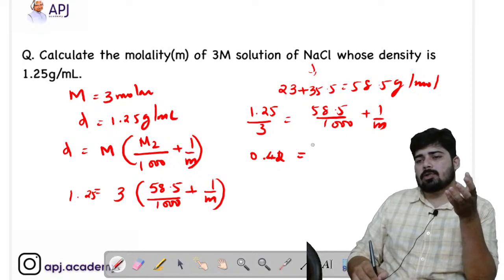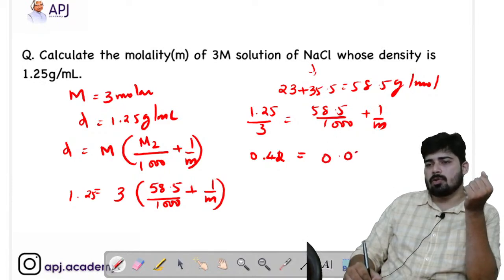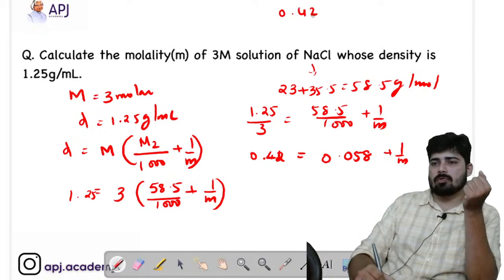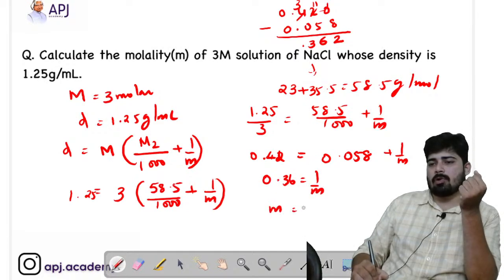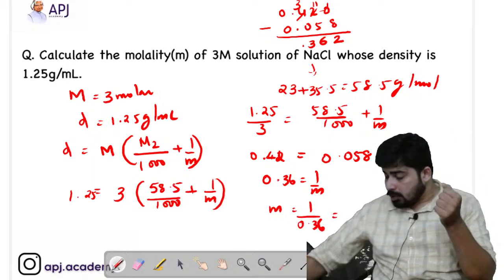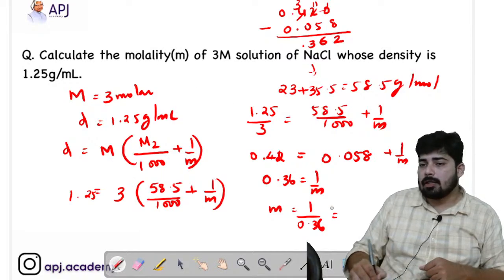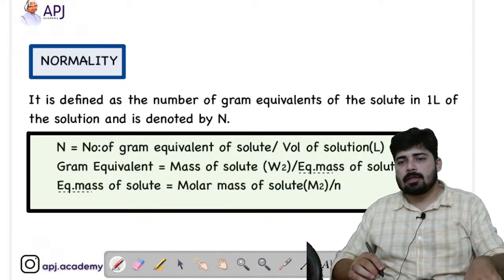You only need to take the closest value, no need of an accurate value in chemistry calculations, right? So here you will be getting 0.058 plus 1 by m. Here we can subtract: 0.420 minus 0.058 is 0.36. So we get 0.36 equal to 1 by m. So m equals 1 by 0.36, which is 2.79. We'll be getting the value as 2.79 molal. That's it. Hope this is clear for you students.